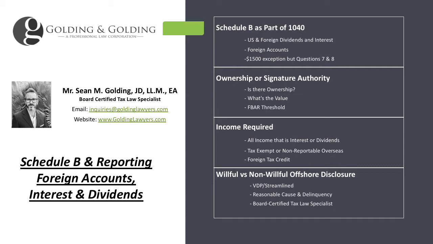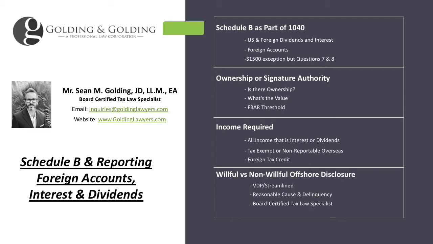The Schedule B is used when a person has interest or dividends. It doesn't matter if it's U.S., it doesn't matter if it's foreign. When a person has dividends and interest reportable on the tax return, they file a Schedule B. Generally there's a $1,500 threshold, okay? So many people that don't meet the threshold don't think they ever have to file the Schedule B. In fact, most software programs may not even ping you to file it, okay?